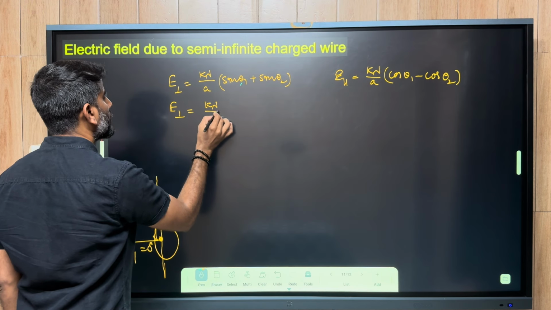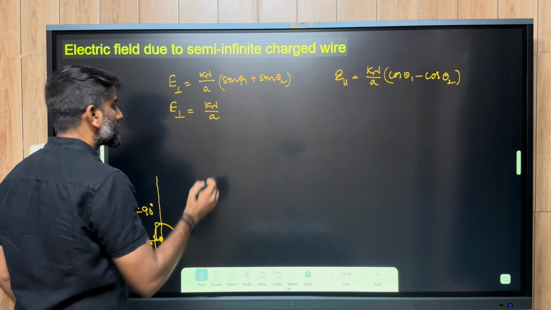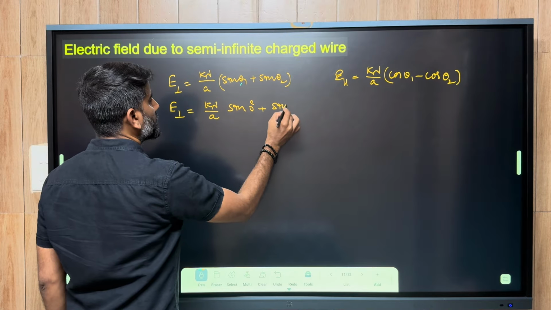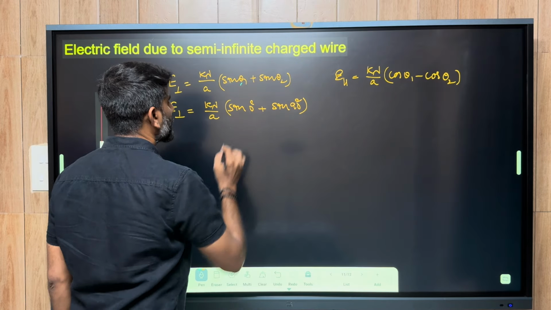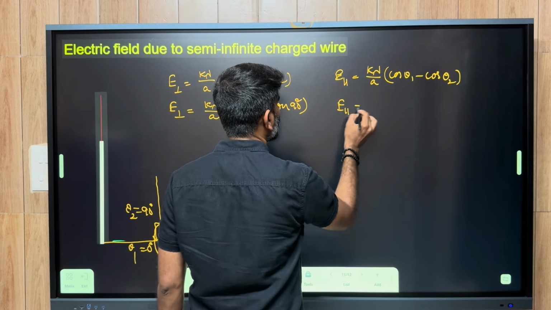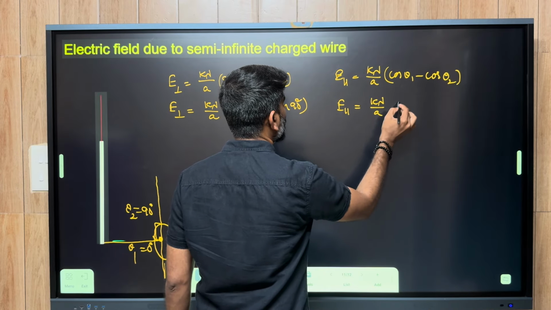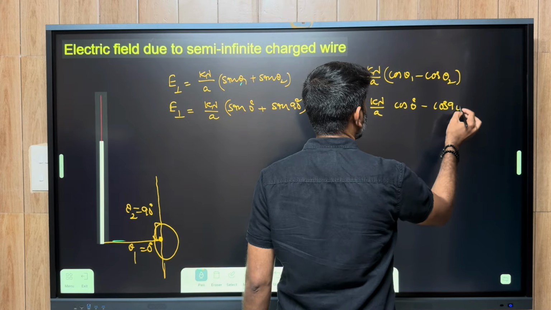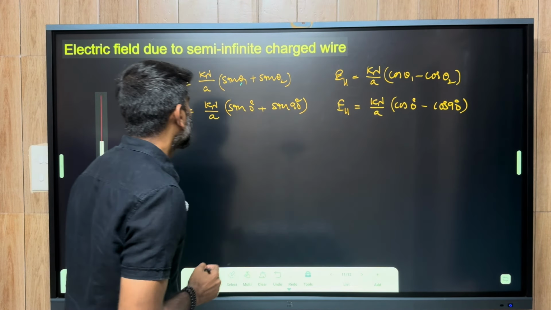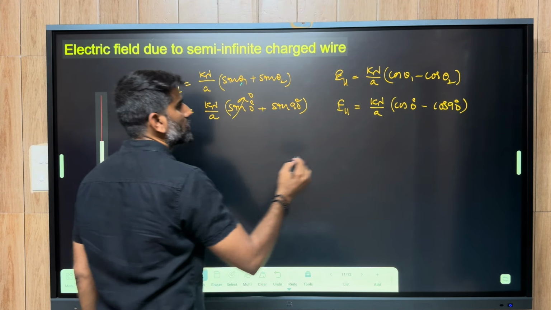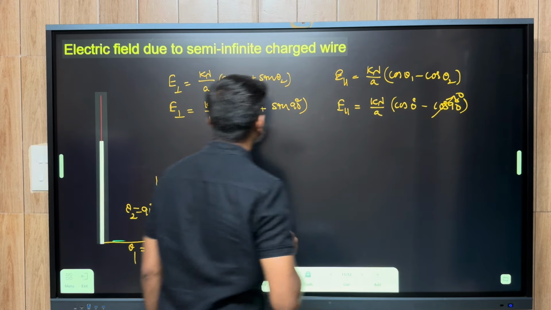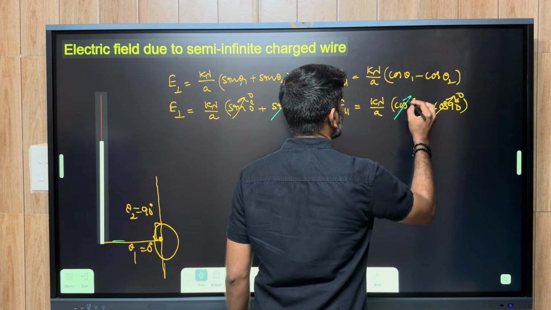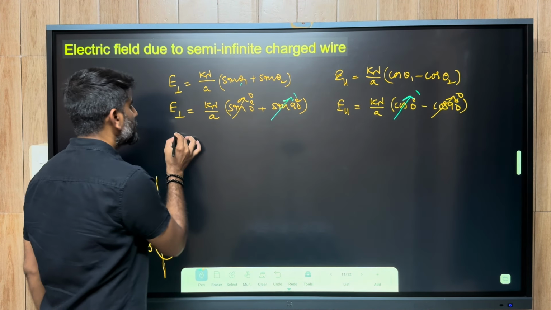E perpendicular is equal to k lambda by a into sine theta 1, theta 1 is 0, sine 0 degrees plus sine 90 degrees. E parallel also I'm going to use the same angles, k lambda by a into cos 0 degrees minus cos 90 degrees, right? Sine 0 is 0, cos 90 is also 0, and sine 90 is 1, cos 0 value is again 1.